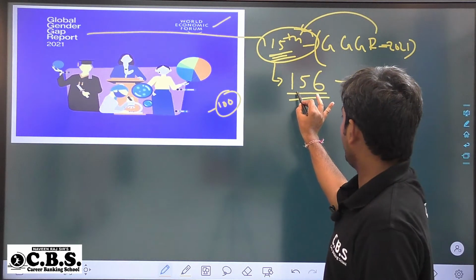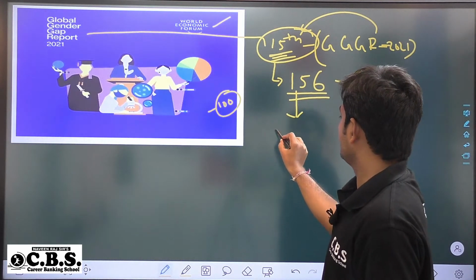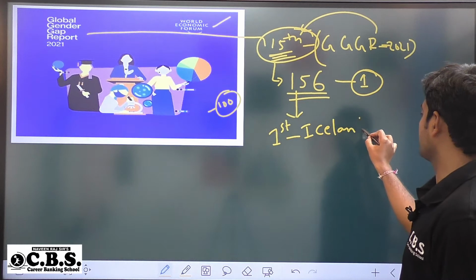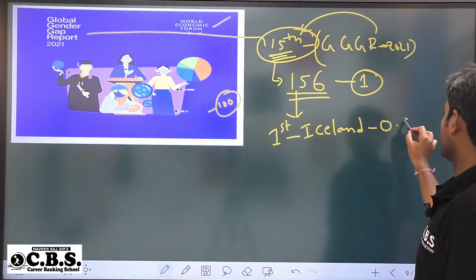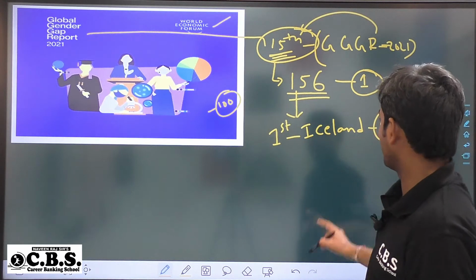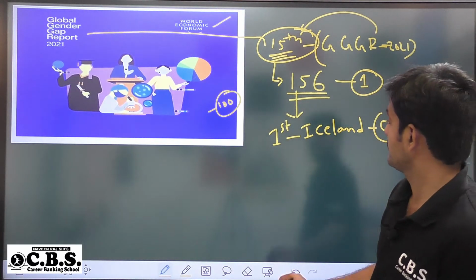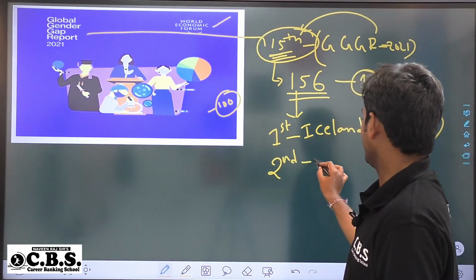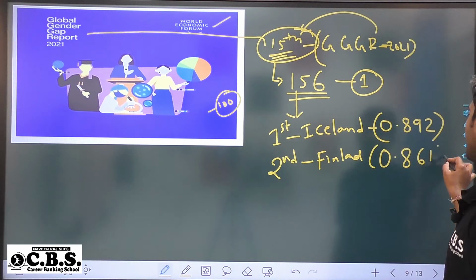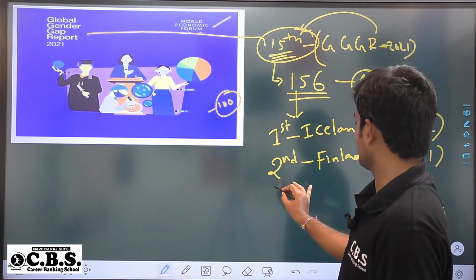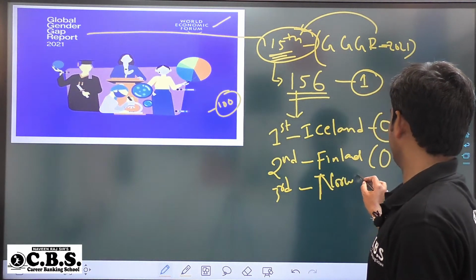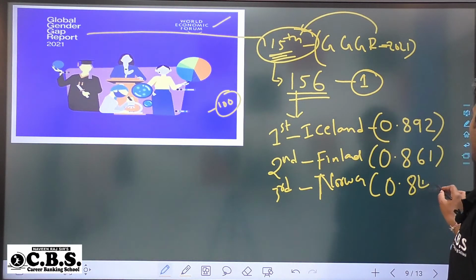Out of the 156 countries, the first ranked country, very important, is Iceland. The score of this country is 0.892 out of 1 mark. The second country is Finland, with a score of 0.861. The third one is Norway, with 0.849.